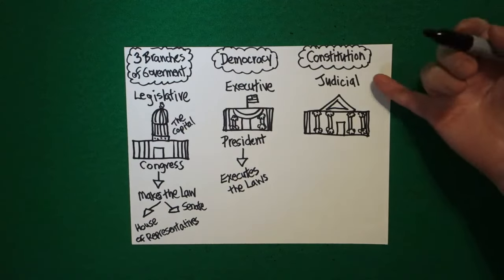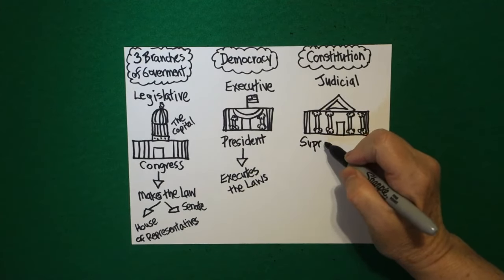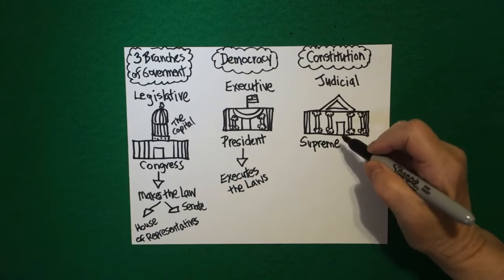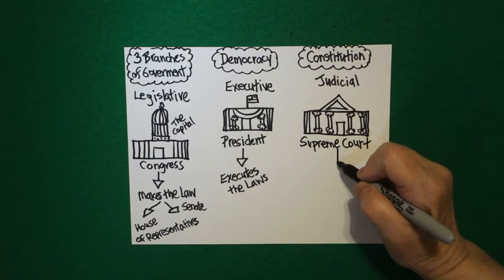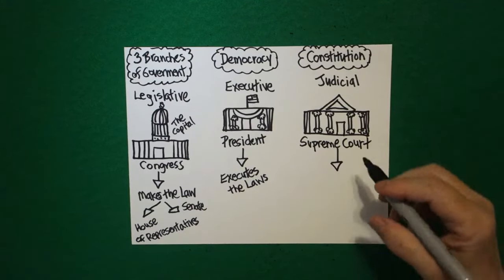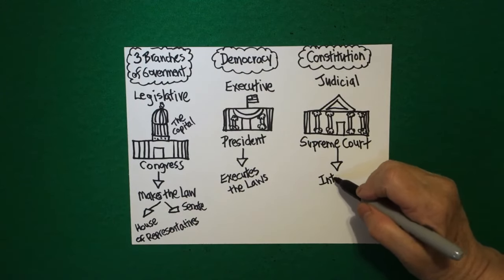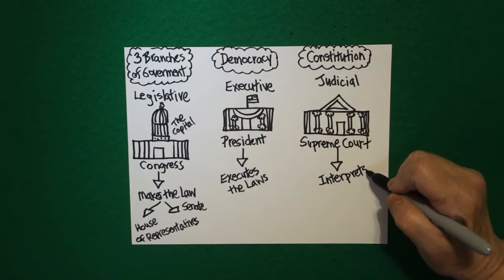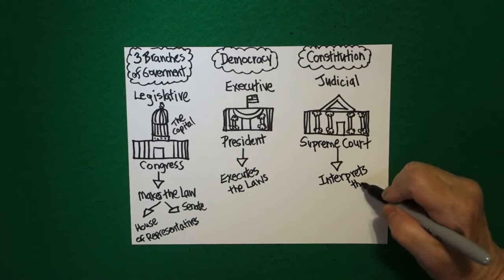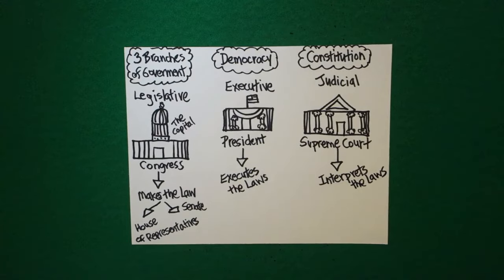All right, the judicial branch is the Supreme Court. And the Supreme Court, straight line triangle, interprets the laws. This will all make sense, I hope, in a minute. Interprets the laws. Okay? Laws are important. This is how we keep our society together.